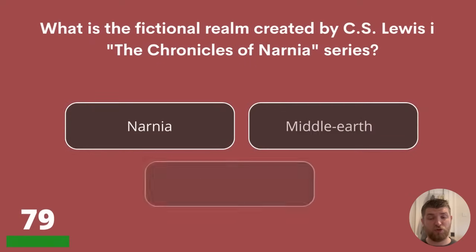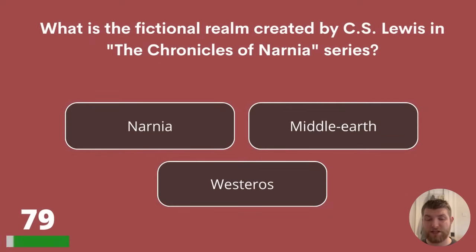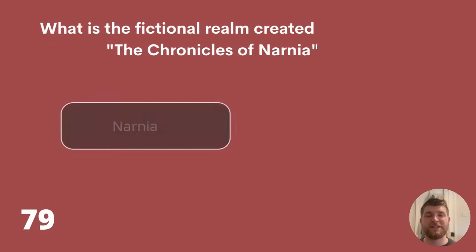79. What is the fictional realm created by C.S. Lewis in the Chronicles of Narnia series? Narnia, Middle-earth, or Westeros? Is it a trick question? Or isn't it? The answer is Narnia.